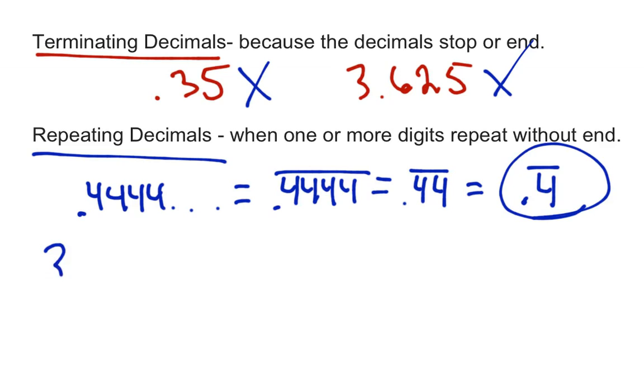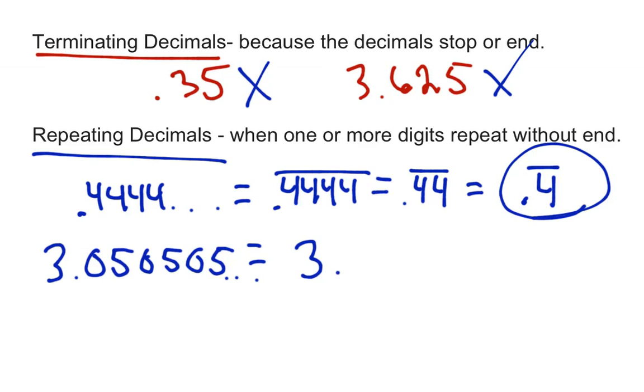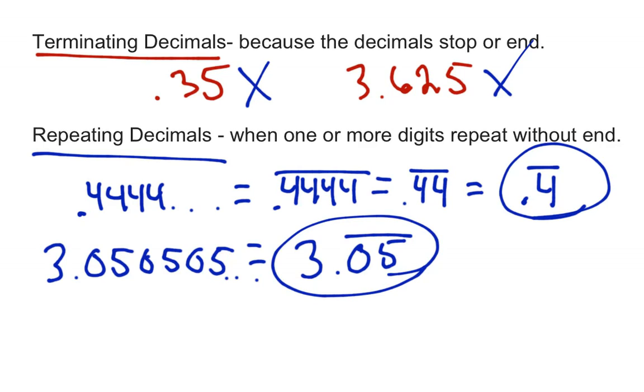Let's write another one down here. 3.05, 05, 05. If I wanted to write in dot, dot, dot, because it's got to keep going, going, going. So what if there's more than one number that repeats? If it's 05, 05, 05, well, I write down 3.05. Now the bar does not go over everything because the whole thing doesn't repeat. The bar only goes over the part that repeats here, the 05. Okay, one last one. What if I did this?